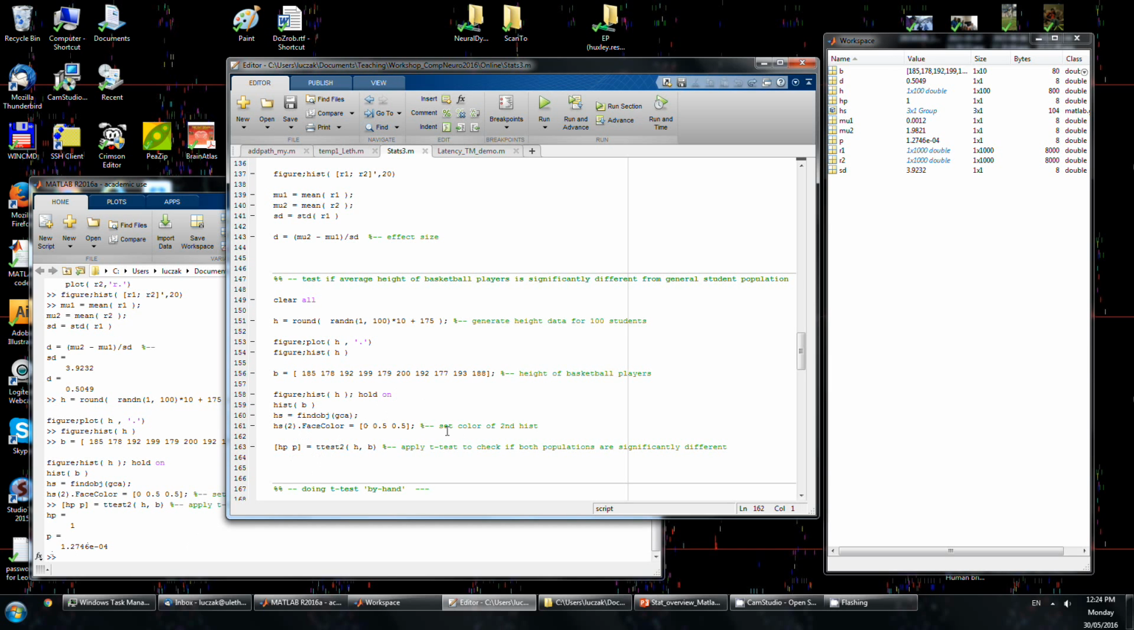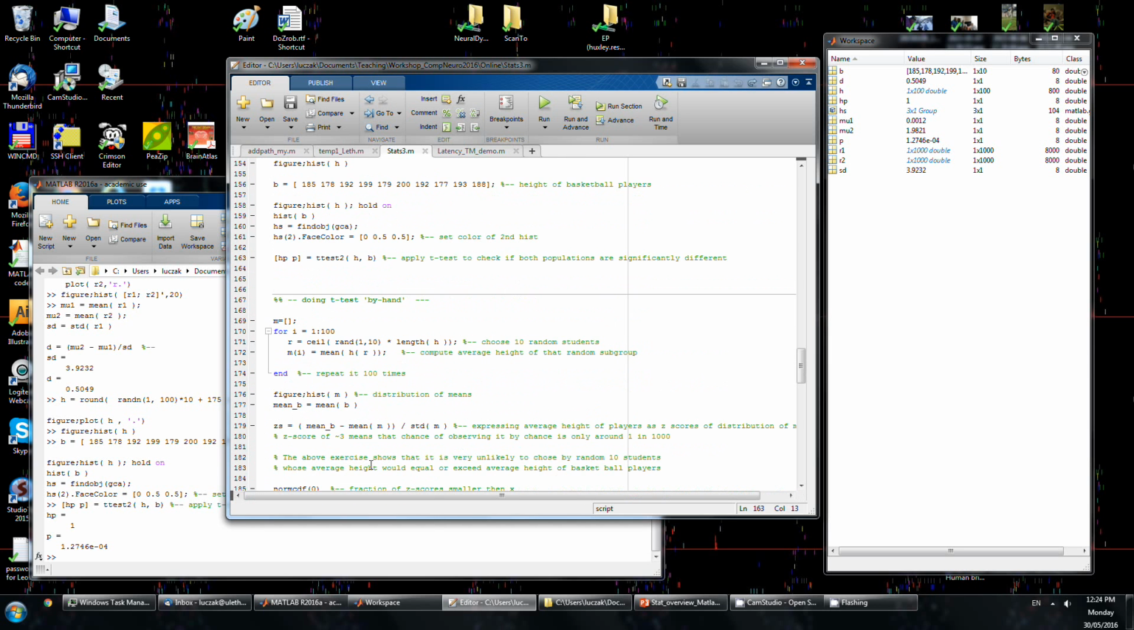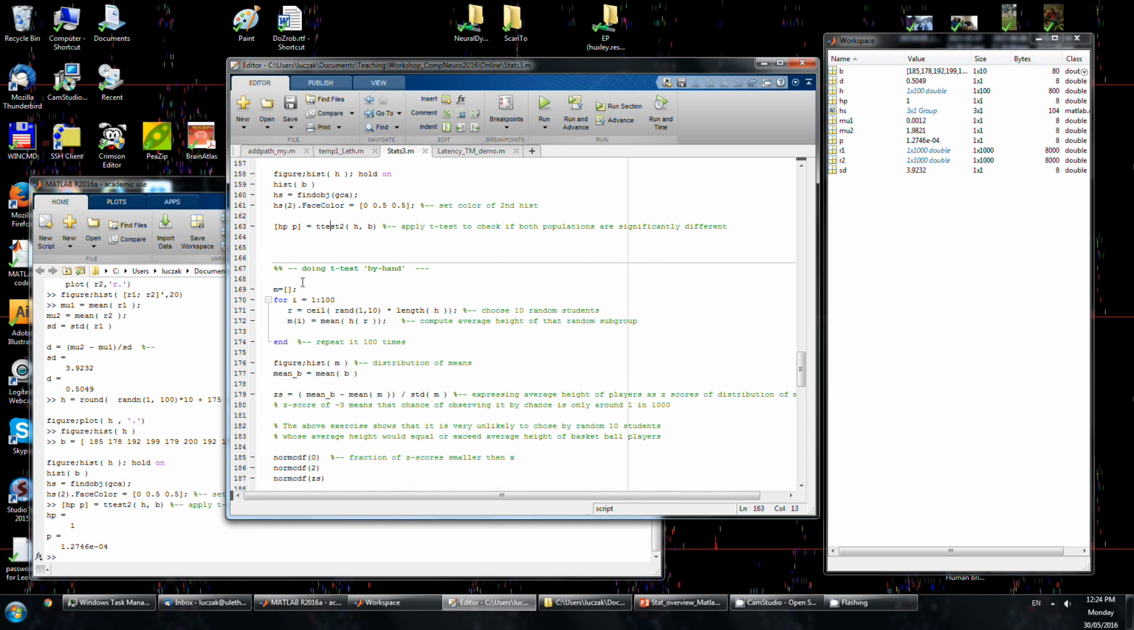Okay, but in the last lectures we spent a considerable amount of time trying to get intuition behind the t-test, and doing the t-test by hand. So let's do exercise doing exactly that. So here is some code for how to do this t-test by hand. What we will do is, from this distribution of 100 people in the general population, we will choose 10 people at random, and calculate the average height of those 10 people, and we will repeat it 100 times.